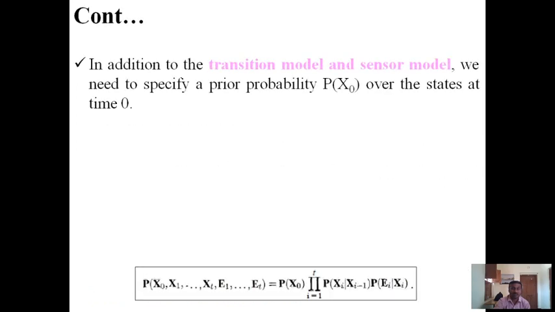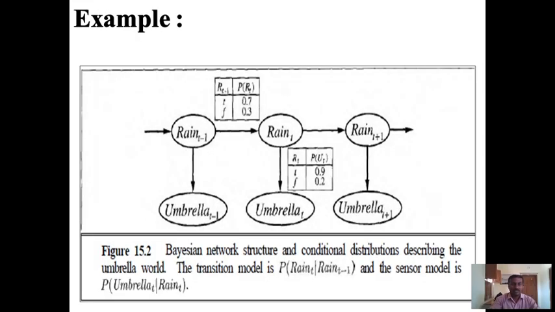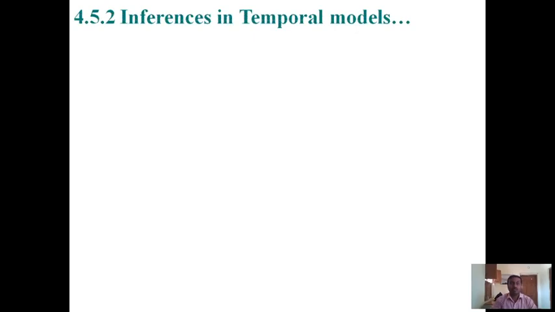In addition to the transition model and sensor model, we need to specify a prior probability P(X_0) over the states at time 0. These three distributions, combined with the conditional independence assertions in equation 1 and equation 2, give us a specification of the complete joint distribution. So this is an example of the concept of Bayesian networks. And the next point is inference in temporal models.